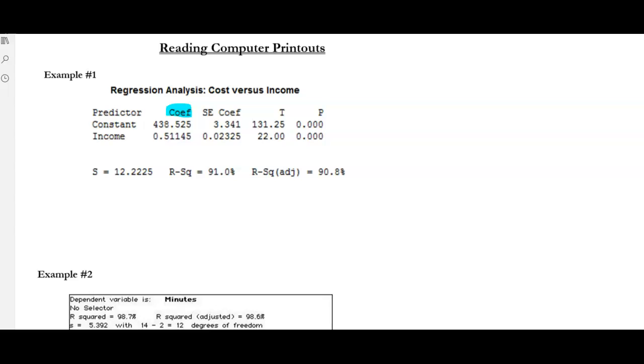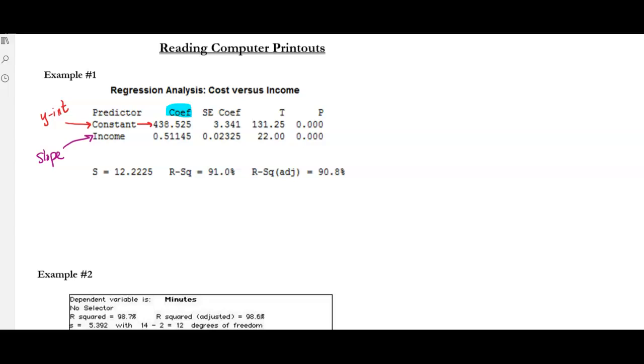We're not going to worry about the T or P. That's something we're going to learn later in the year. Right here, it's going to say constant or it will say intercept, but that is the y-intercept. This one right here, let's change colors, this is slope. And so what you do is you use the numbers with that.